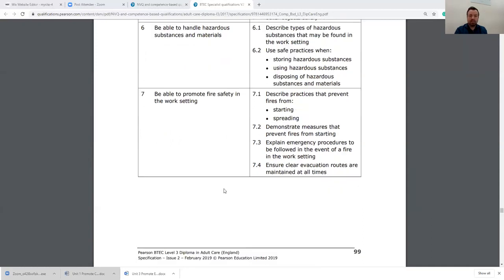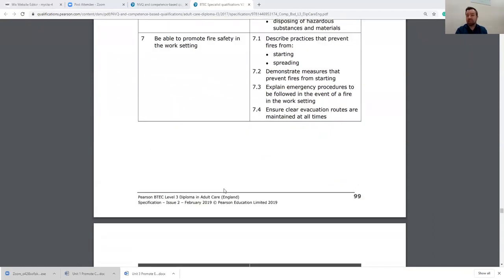Number 7 looks at ways of being able to promote fire safety in the work setting. So the first one here is about preventing fires from starting and spreading. So we know that to stop a fire from starting, it needs 3 things, the fire triangle. It needs heat, it needs ignition, and it needs oxygen. So we want to avoid having anything built up around ignition points, so plug sockets, or in kitchens, or waste outside the house, so places where things can combust.